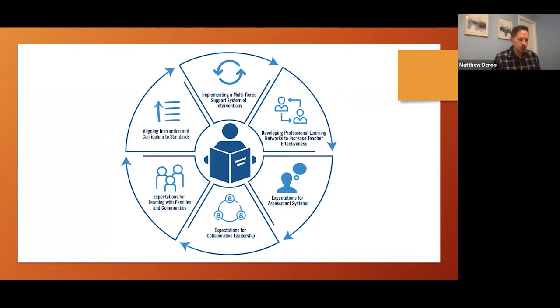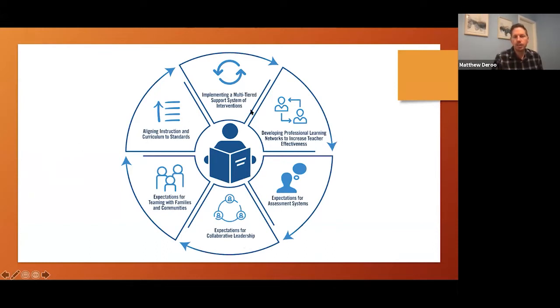So we can see this one puts the student or the learner at the center, and it talks about aligning instruction to curriculum standards. It talks about bringing in families and communities, teaming with them. It talks about collaborative leadership, around assessment, around developing professional learning networks for teacher effectiveness, and around different supports for students through multiple tiered levels and through interventions, right?